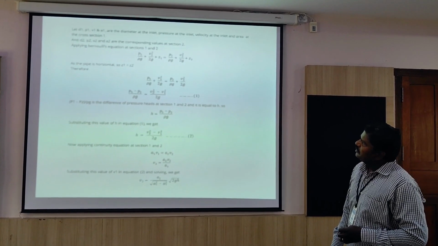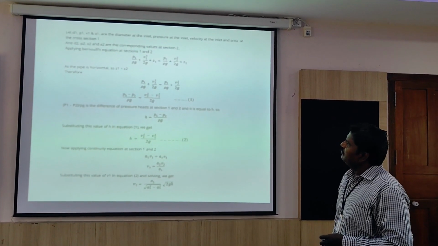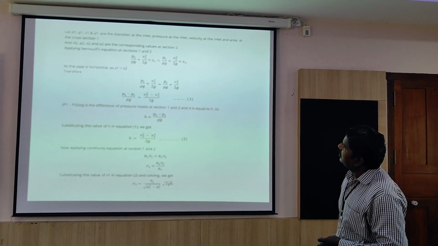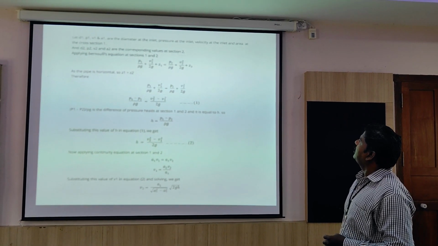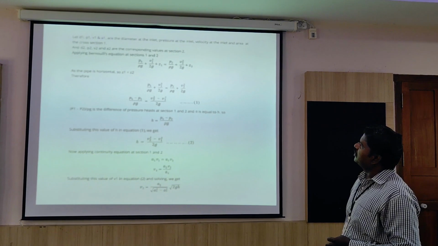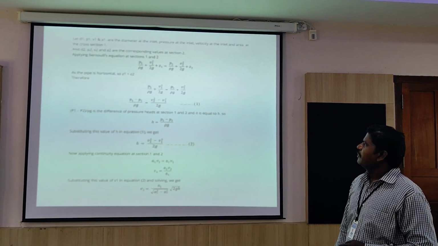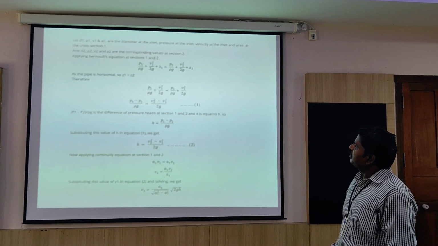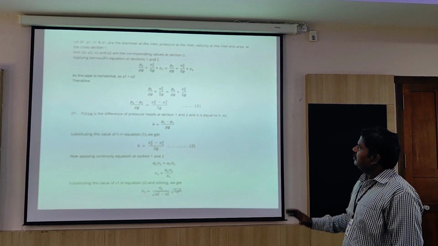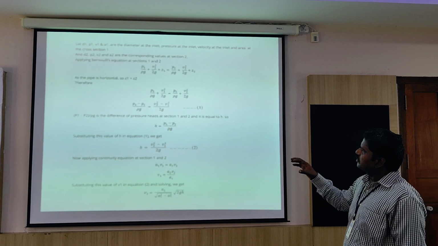Let us consider D1, P1, V1 and A1 are the diameter of the inlet, pressure at the inlet, velocity at the inlet, and area of cross section at section 1. And D2, P2, V2 and A2 are the corresponding values at section 2. Then we apply the Bernoulli equation at sections 1 and 2.